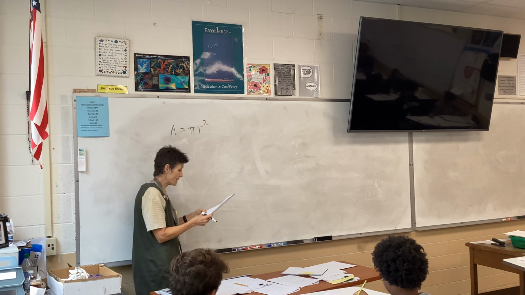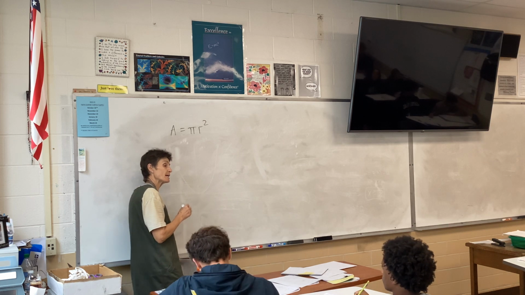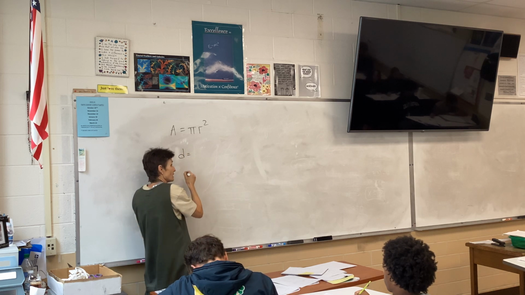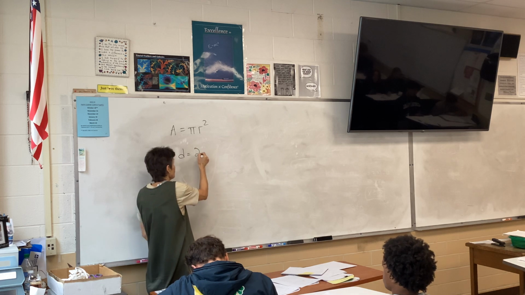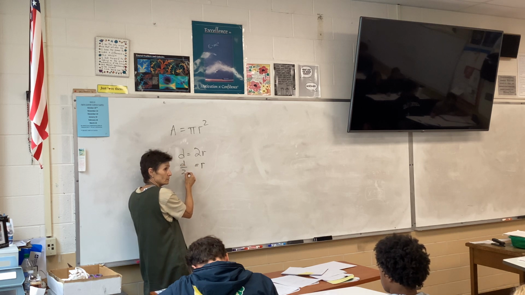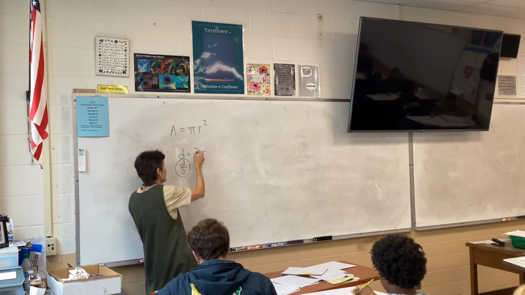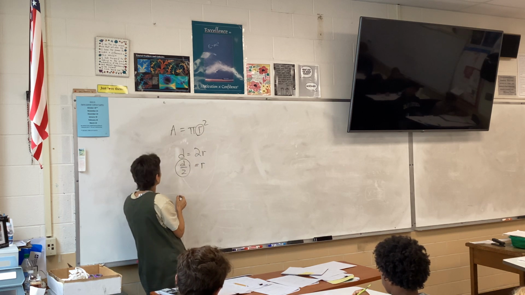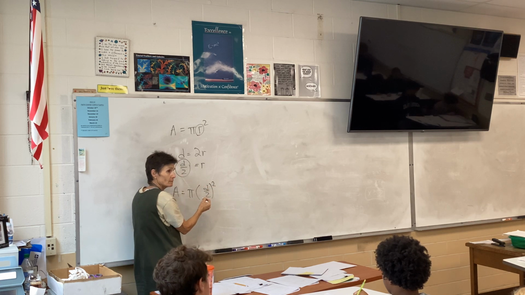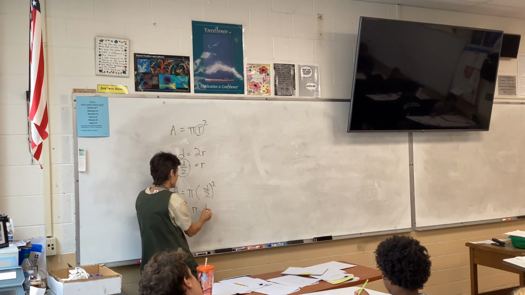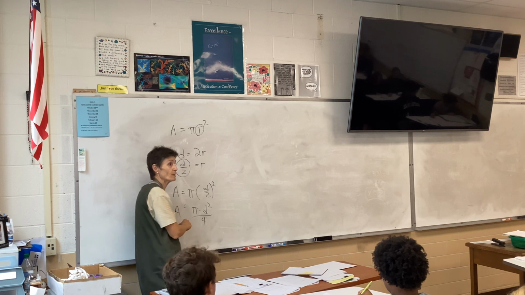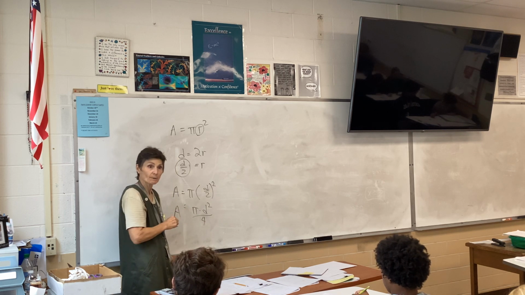Okay, now we have to write area in terms of diameter. So what do we know about diameter? Diameter is 2 radii. So r is d over 2. So I can take this and plug it in here. So then area is pi times d over 2 squared, which would be pi times d squared over 4. Now, area is written in terms of diameter.